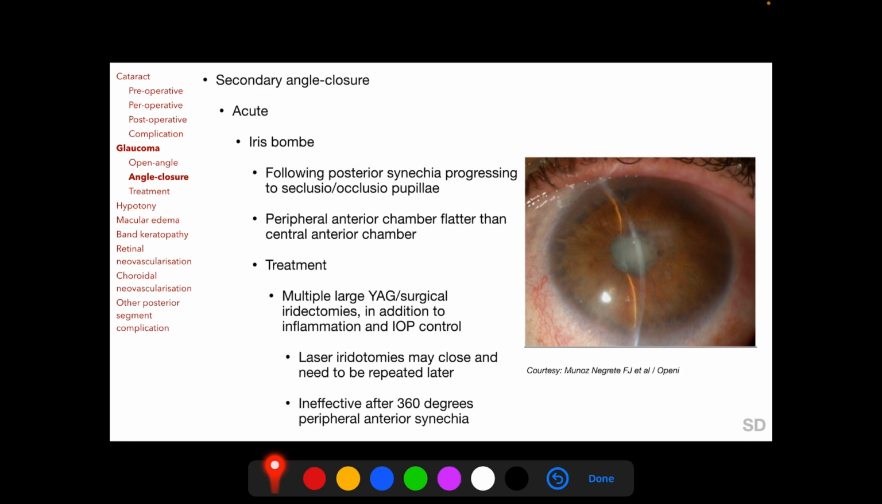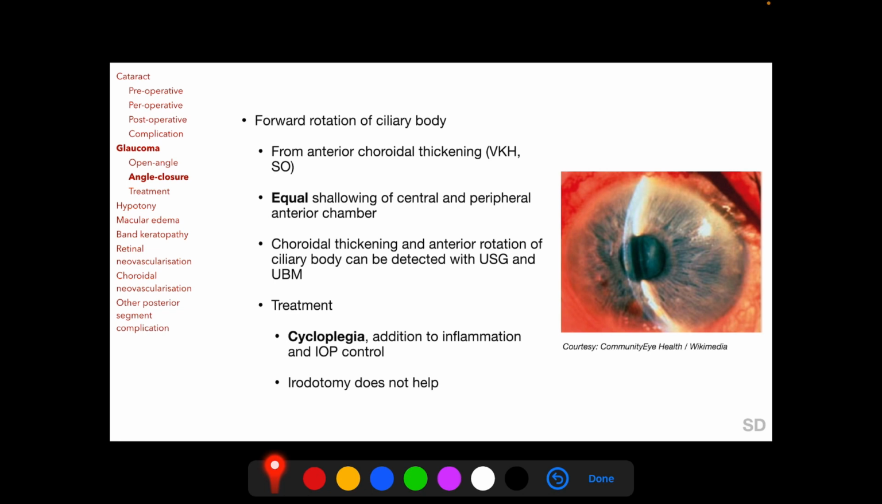Forward rotation of the ciliary body is another cause of secondary acute angle closure glaucoma in uveitis, and it usually occurs from anterior choroidal thickening, which typically occurs in VKH and sympathetic ophthalmia. And in this situation, in contrast to iris bombae, there is equal shallowing of central and peripheral anterior chamber.